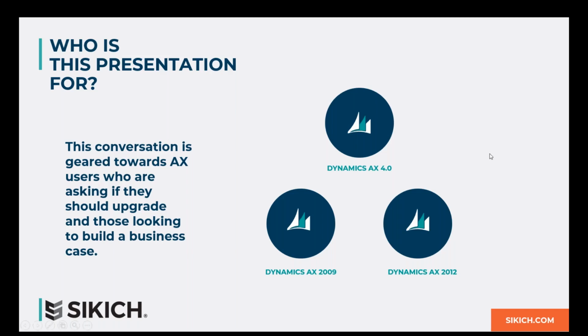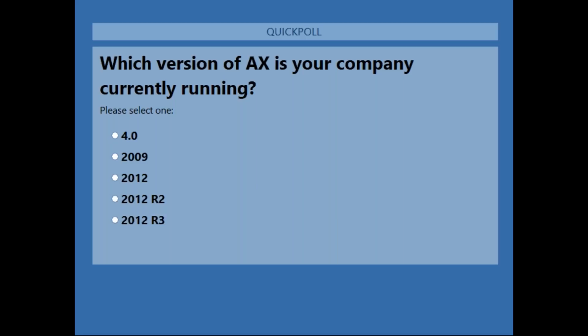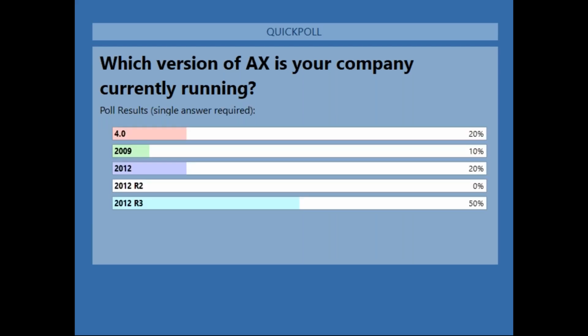And so at that point, I think it's really a good time to take a pulse on the audience to figure out which version you're currently on. So let's see. I'm going to go ahead and launch that. So if you could let us know which version of Dynamics AX you're currently on. Are you on 4.0, 2009? Are you in 2012, 2012 R2, or 2012 R3? So it looks like the majority of you are on 2012 R3. And then we have some folks that are on 2012, and there's actually a good portion are on 4.0. So again, you've still come to the right place. A lot of this information is still applicable.